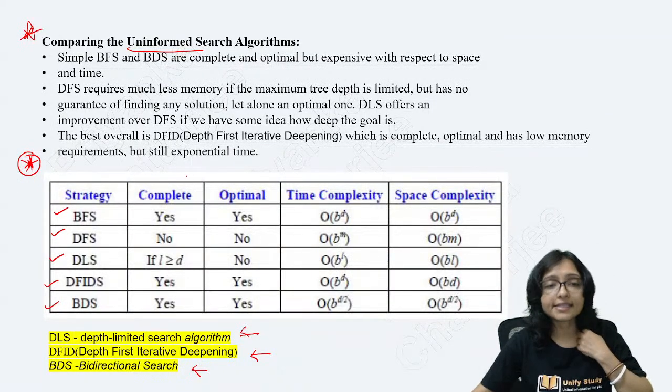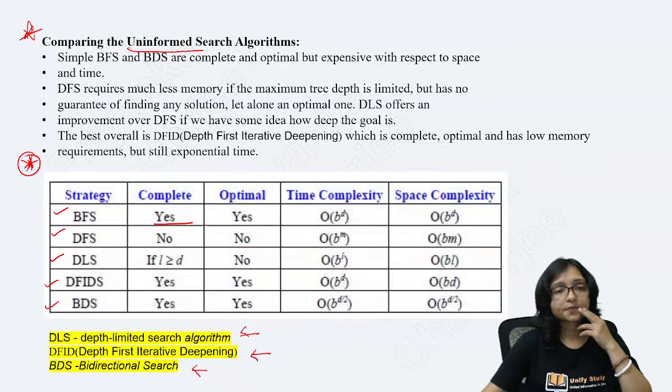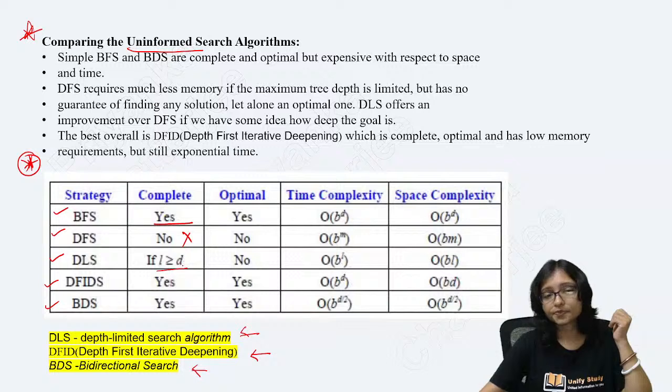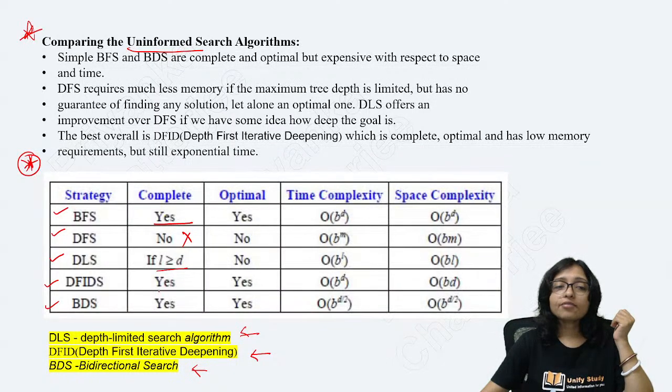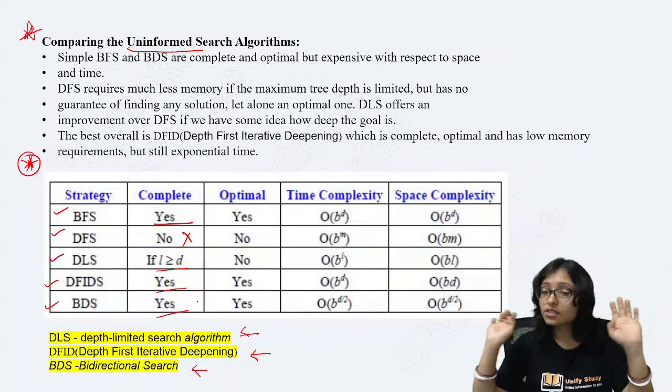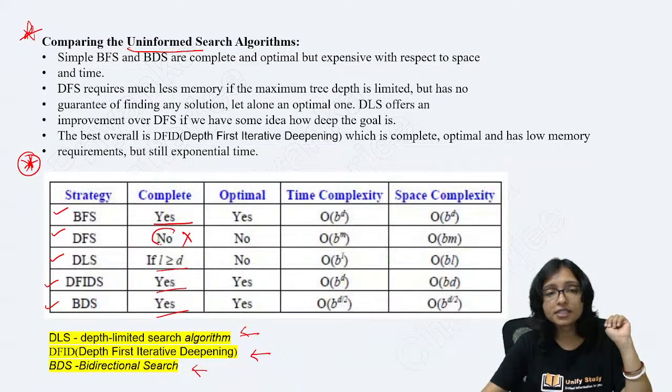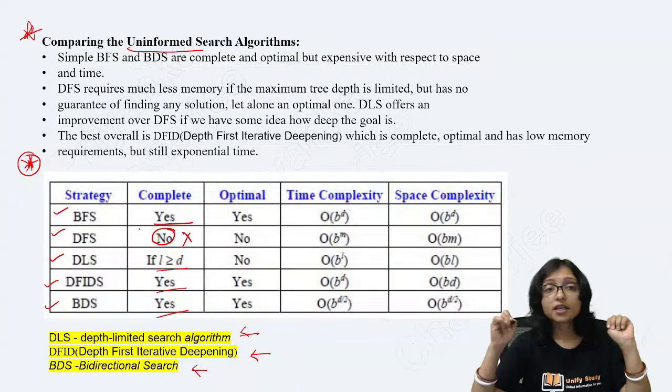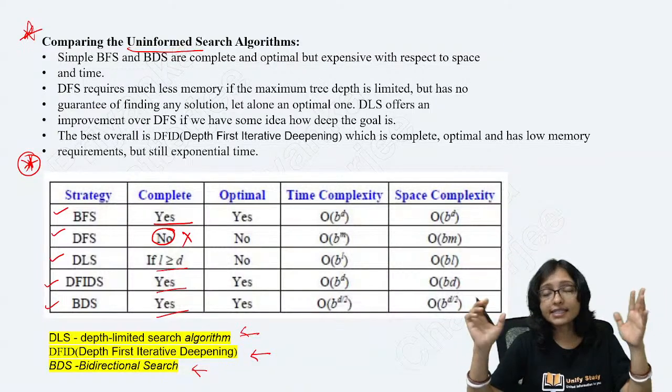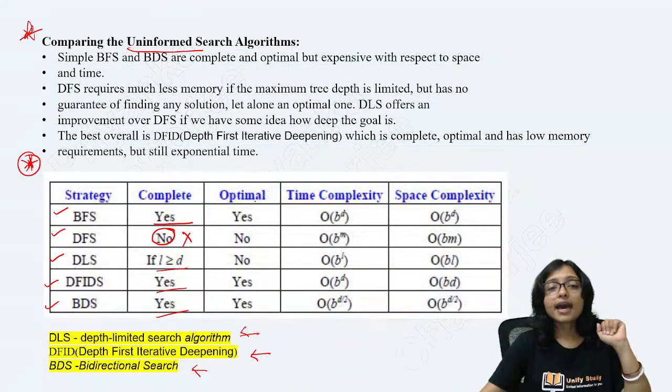So, completeness. BFS is complete. DFS is not complete. DLS is complete if L is greater than or equal to D. DFIDS is also complete. BDS is also complete. So which one is not complete? Only DFS is not complete. When we should say that it is complete or not, I am coming to that. Here BFS is optimal. DFS is not optimal. DLS is not optimal.